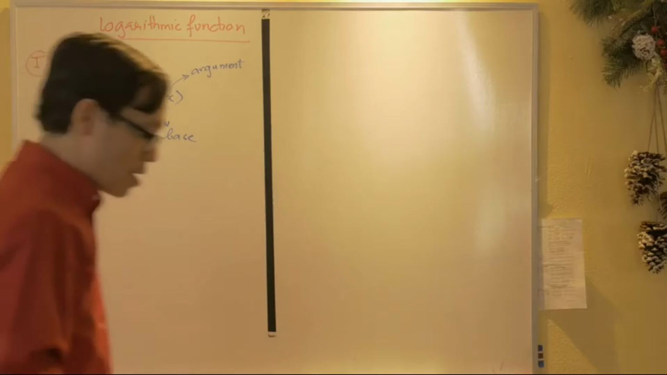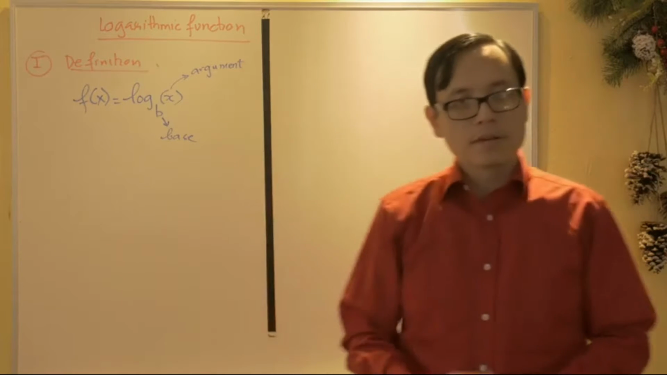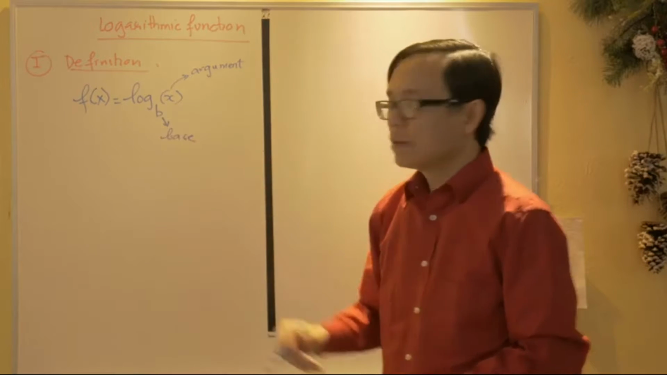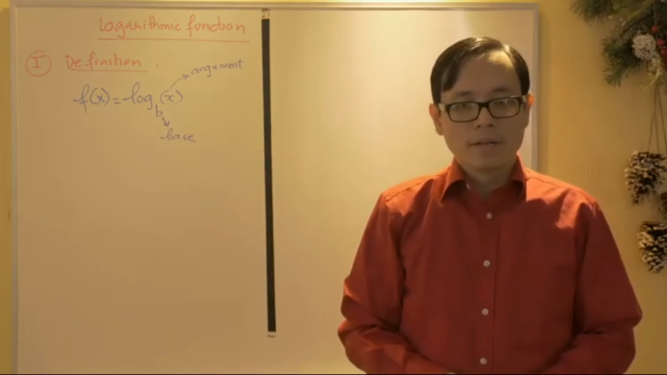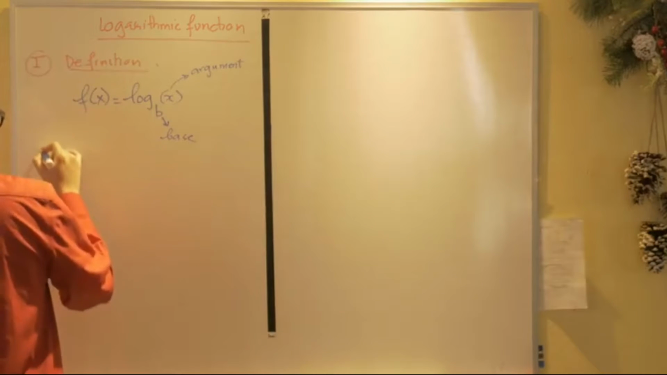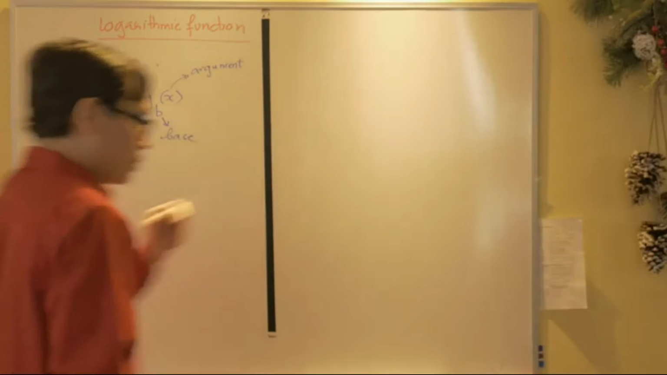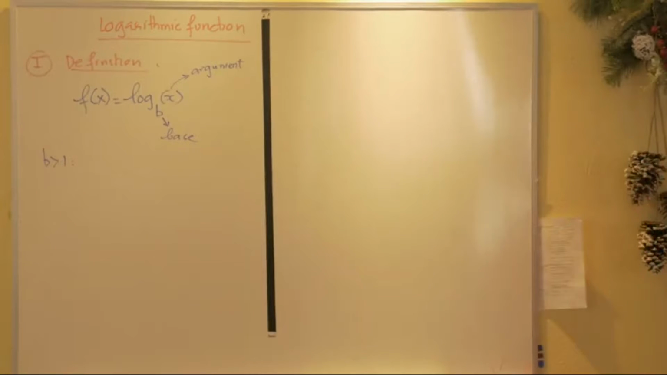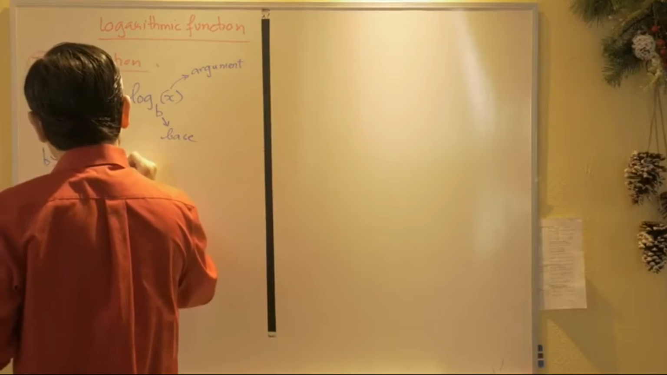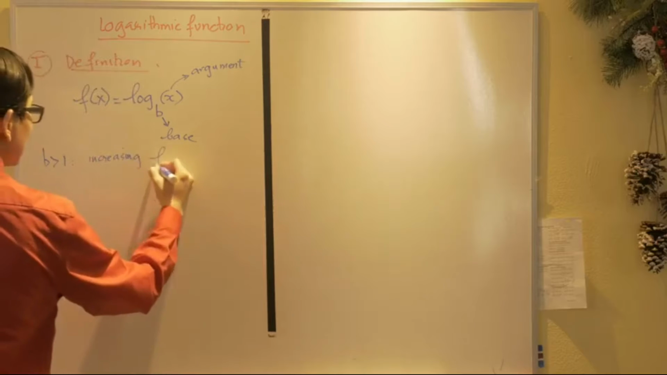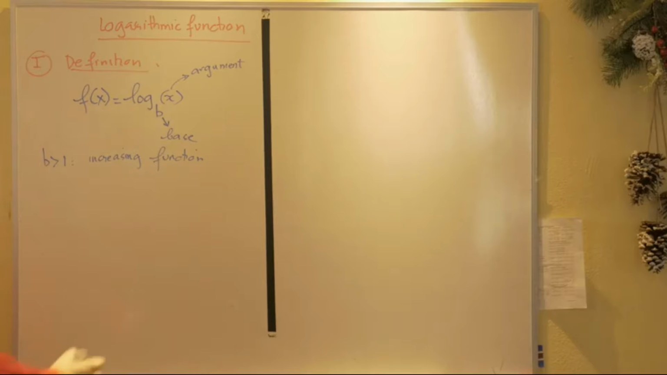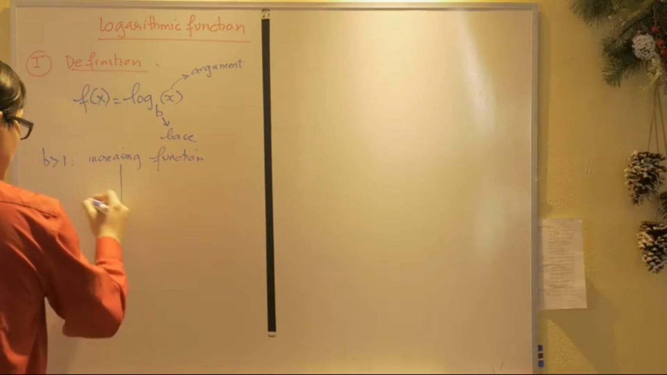So the log function might be increasing or decreasing, depending on the b value. If the b value is greater than 1, it's an increasing function. So log is an increasing function. And the graph of the log function at this time will be something like this.